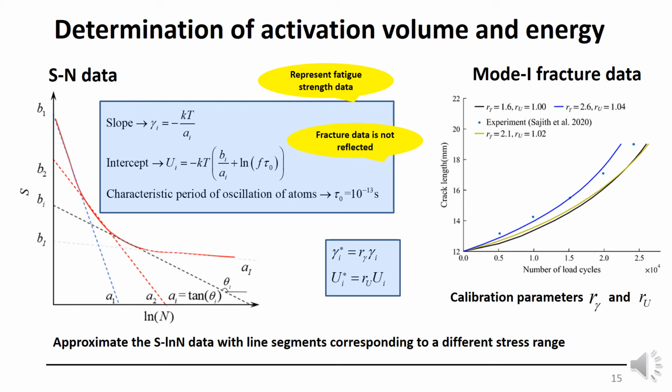So what we do is we calibrate the activation volume and the activation energy by bringing in the mode 1 fracture data. So here is the experimental curve, the blue dots. We change gamma and U so that we recover the experimental data, and we introduce these calibration parameters, R gamma and R U.